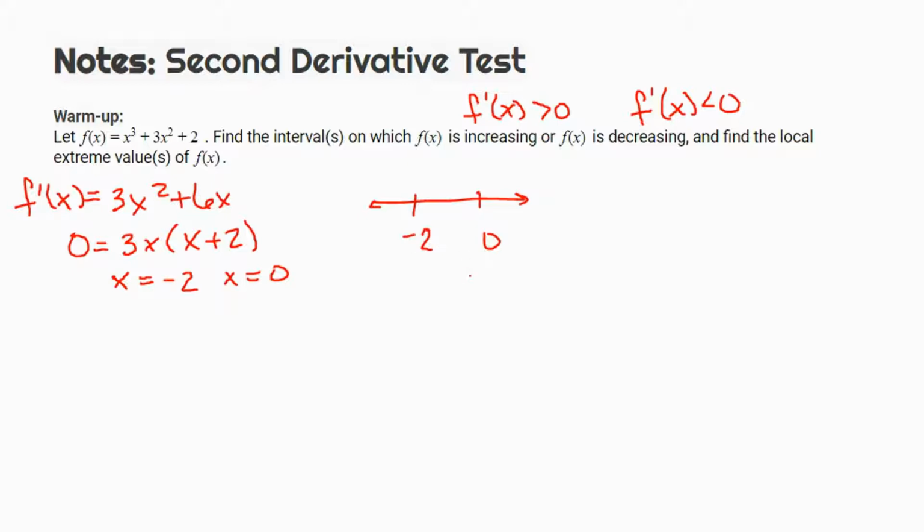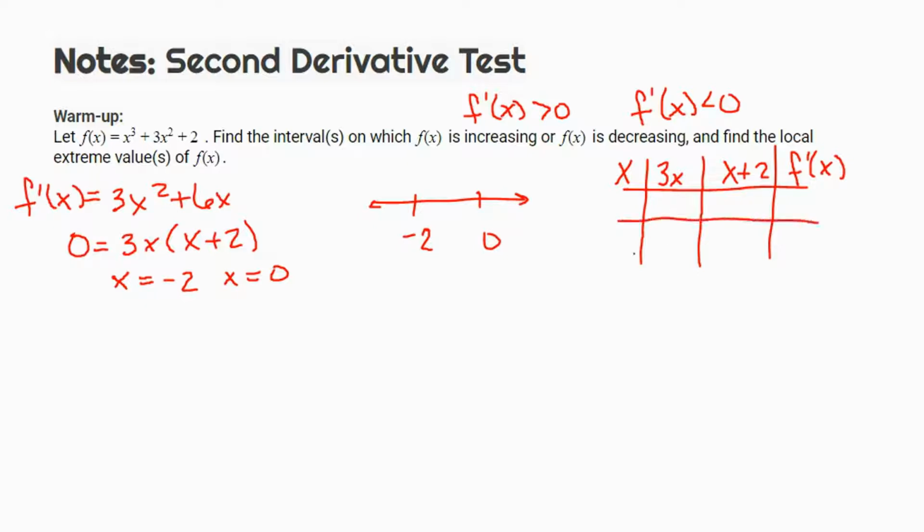So from here, we can construct ourselves a table to figure out the behavior of our function. I like to construct a table in this manner, especially when you have factors or you have a function that has been factored. It's sometimes easy to see things when you write it in this format. All right, so I'm going to give myself some values in each of these intervals. So on the left of -2, I'm going to use -3. In between -2 and 0, I can use -1. And to the right of 0, I can use a +1.